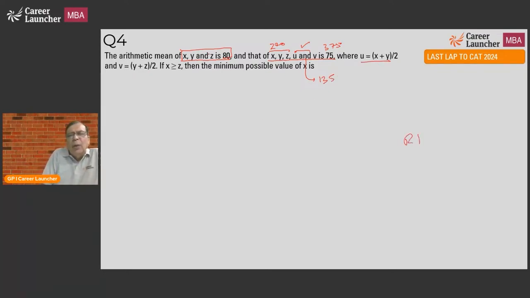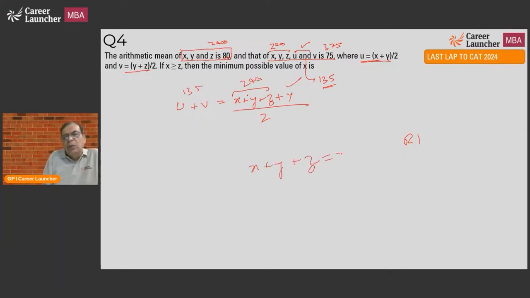Round 1. Round 1, straight away I know x plus y plus z is 240. That means u plus v is equal to 135. What is u plus v? I know u plus v is 135. So if I add u and v, I'll get x plus y plus z plus y upon 2. But what is x plus y plus z? I already know it is 240. I know u plus v is 135. I know this is 240. So I can get y. If I can get y, I know x plus y plus z is equal to 240. If I get y, I can definitely find the minimum and maximum values of x and z. So round 1 question, not an issue at all.